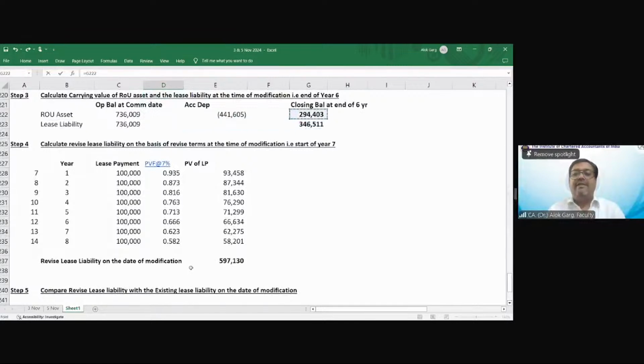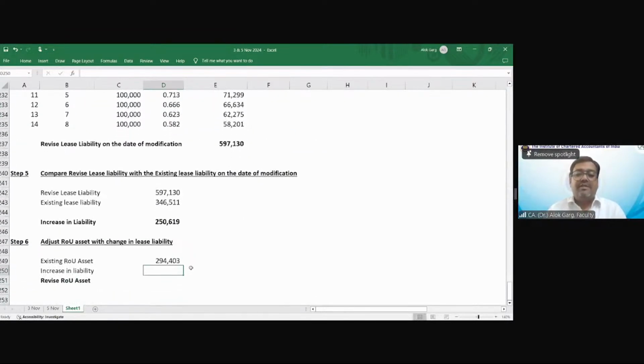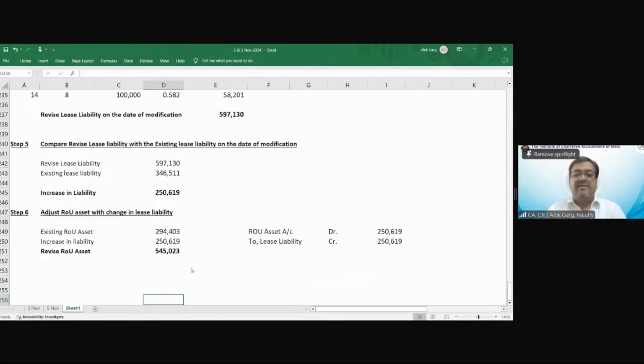294403. What is my increase in liability? 250619. What is my revised ROU asset? This plus this: 54503. What is the accounting entry? Right of use asset account debit, lease liability credit. How much? 250619. This is my revised ROU asset.